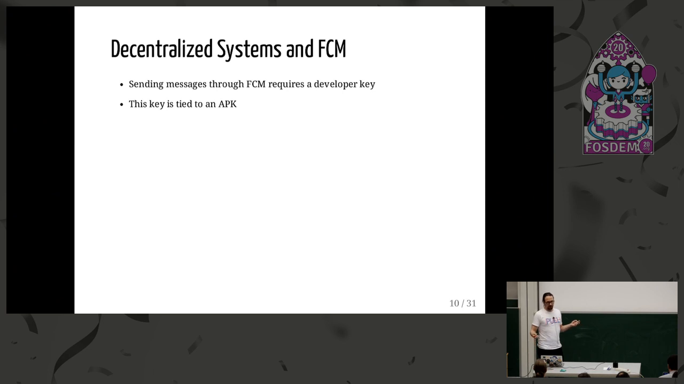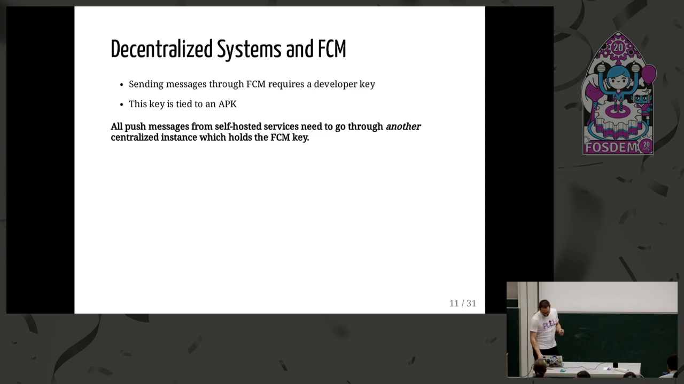So now you have to receive your push messages through two hops. From your own Nextcloud instance, you send a push notification to a server hosted by the Nextcloud app developers, who forwards it to Google Cloud Messaging, who forwards it to your device. So now for an actually decentralized system, you introduce two centralized hops, which is not good.